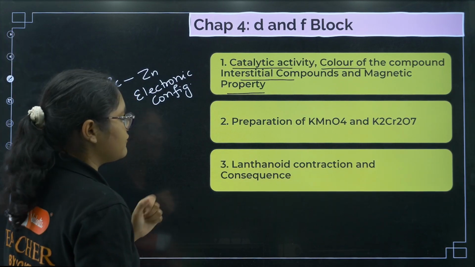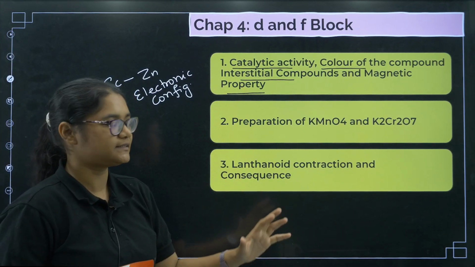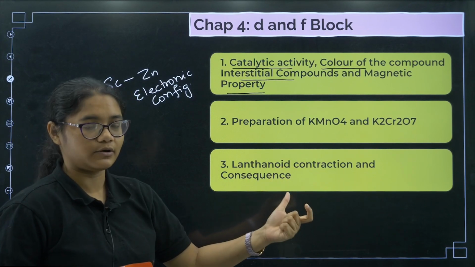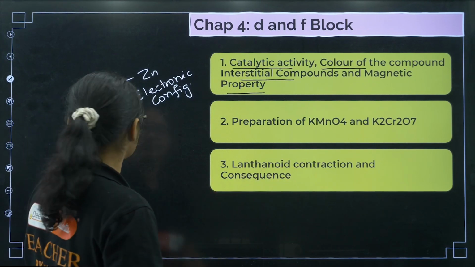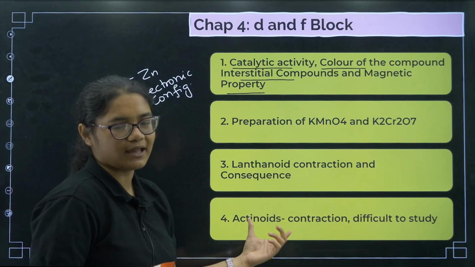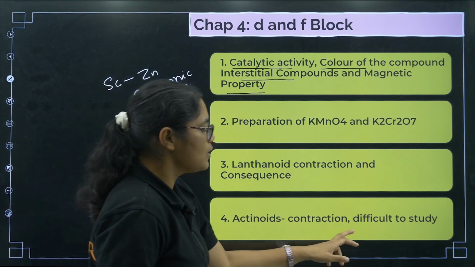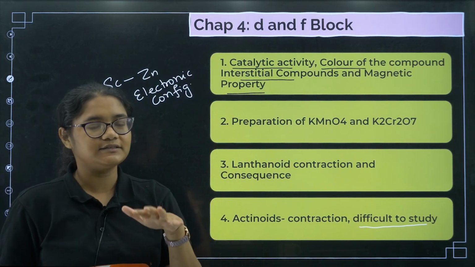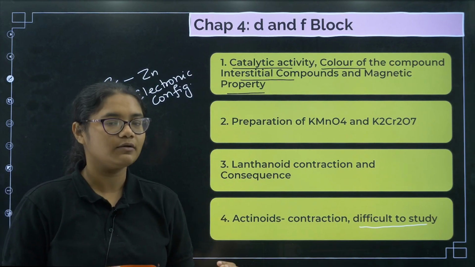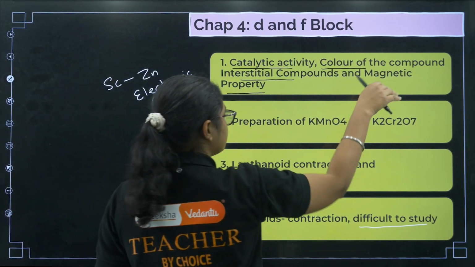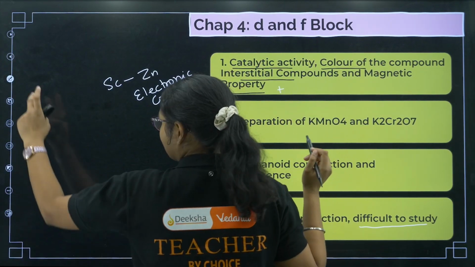After that you have lanthanide contraction and the consequences. You should be knowing the cause of lanthanide contraction, definition of lanthanide contraction and the consequences of it. Next we have actinoid contraction. So what is actinoid contraction and why it is difficult to study actinoids, okay? Reactions of lanthanides and actinoids are not very important, but yes, after finishing this you can focus on that also. And once you are done with these all properties, then go for the rest properties, okay?